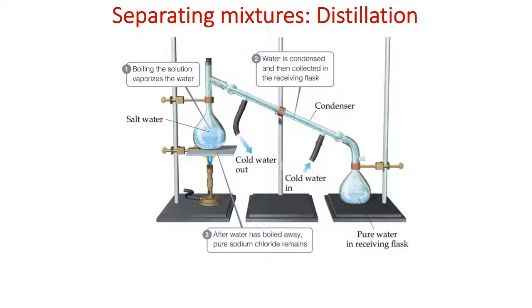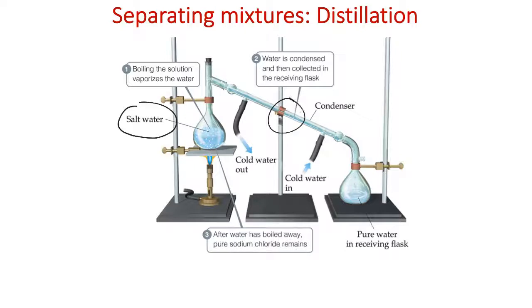A slightly more complicated separation task would be a distillation. The example that the book uses is salt water. So imagine you have NaCl dissolved in water. The melting point of sodium chloride, if you had it as a solid, is about 800 degrees C. The boiling point is even higher. The boiling point of water, of course, is 100 degrees C. So if we try to boil a mixture of salt water, predominantly we're going to get the water vapor boiling off first from that mixture.